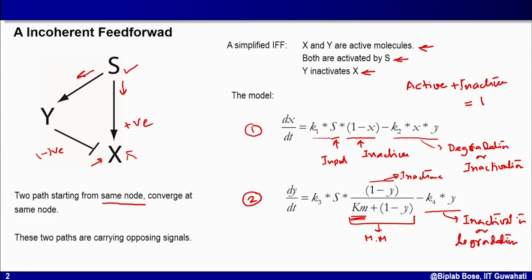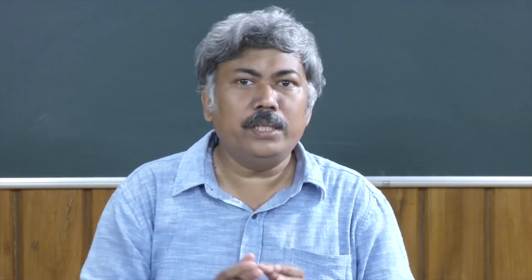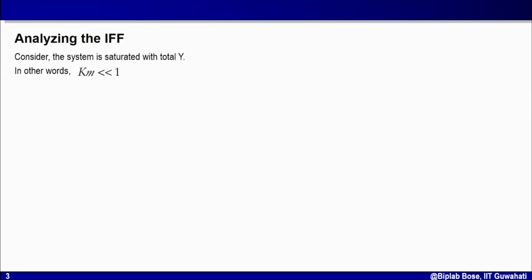So these two are my ODEs, and I want to study the behavior of this motif based on this model, these ODE based models. So let us look into the issues. As we have discussed earlier, I will initially study this system based on null clines. So let us look into the null clines. I will first look into the y null clines.